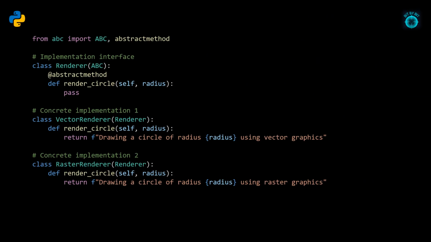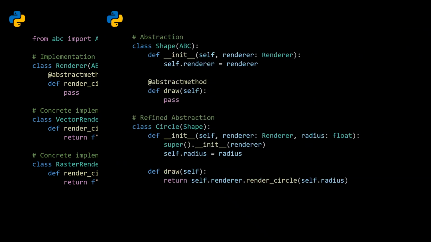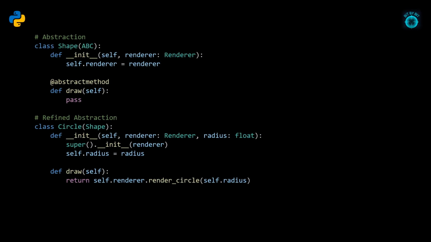This is a Python example of the bridge design pattern where we separate the abstraction of a shape from its rendering logic. We start with an abstract class called renderer, which defines the method renderCircle. This is the implementation interface. Then we define two concrete renderers, vector renderer, which simulates rendering using vector graphics, and raster renderer, which simulates rendering using raster graphics. Now for the abstraction side, we define an abstract class called shape.